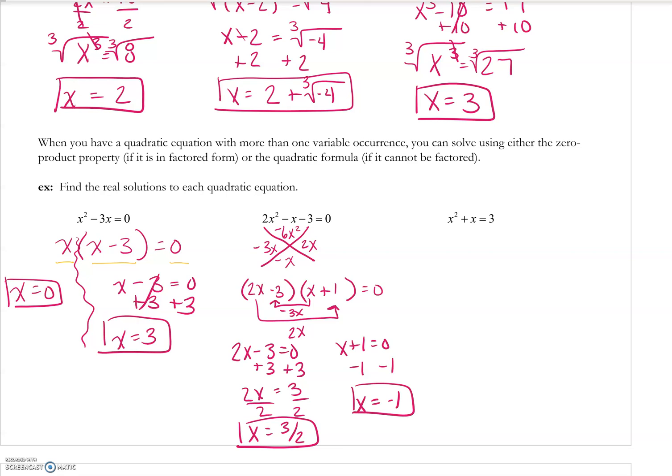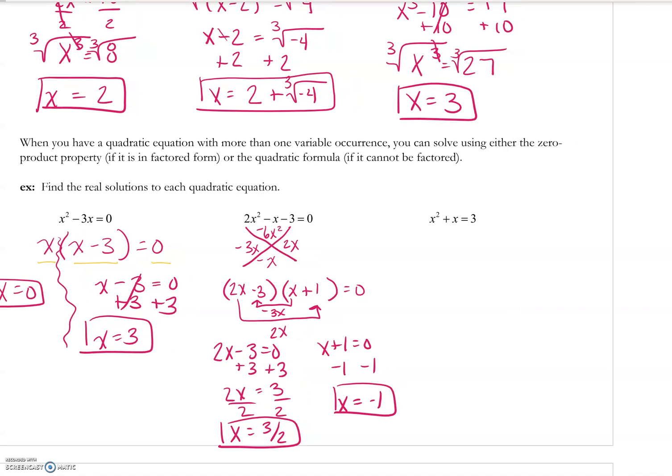Then finally for this last one, again, I notice that I have 2 variable occurrences, but the biggest difference between this third one and the first 2 is that this equation equals 3 and not 0. In order to try to factor and use the zero product property, this equation has to be set equal to 0. So to do that, I'm just going to move the 3 to the other side by subtracting it and get x squared plus x minus 3 equals 0.